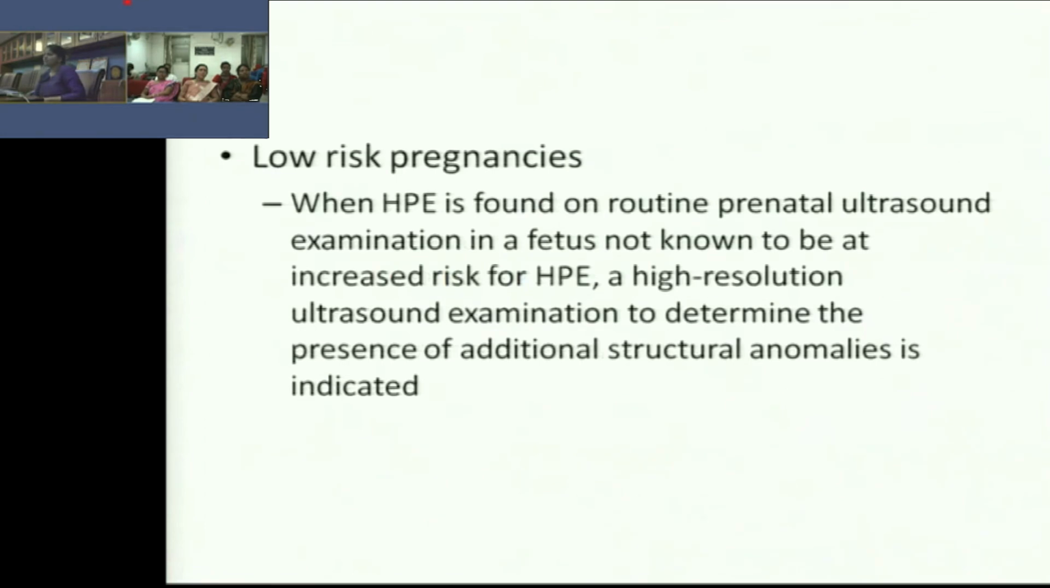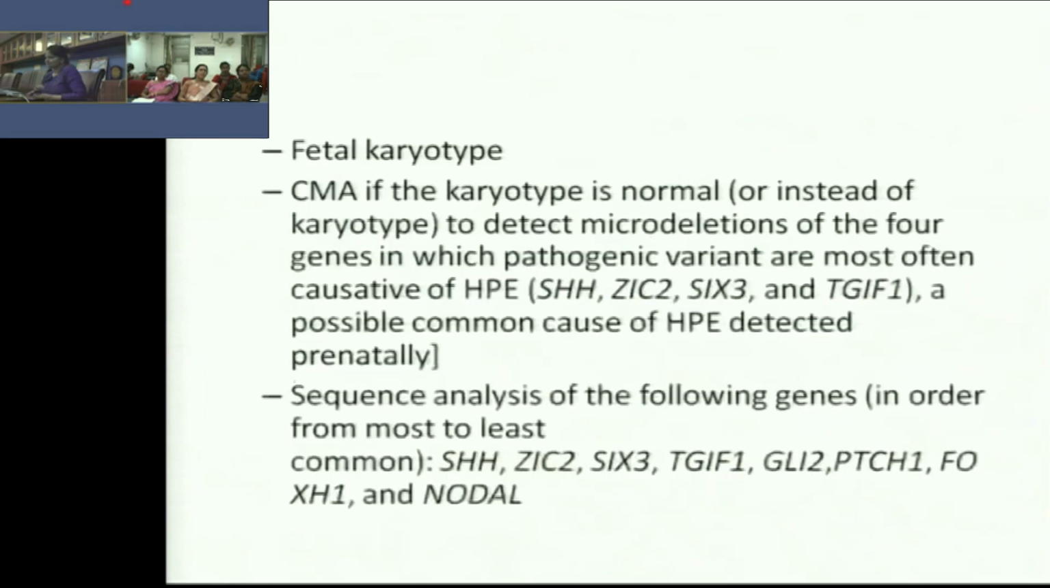For low-risk pregnancies, when HPE is found on routine prenatal ultrasound examination of a fetus not known to be at increased risk, a detailed ultrasound to determine the presence of additional structural anomalies is indicated. Then fetal karyotype should be done, CMA if the karyotype is normal, and sequence analysis of the following genes. Nowadays, with next-generation sequencing, we go for panels, and these can all be covered in one go. But otherwise, if you have to choose, then ideally these are the common ones. Like I said, 30 to 40% is the sonic hedgehog gene, SHH. This should be tested first, followed by ZIC2 and so on.